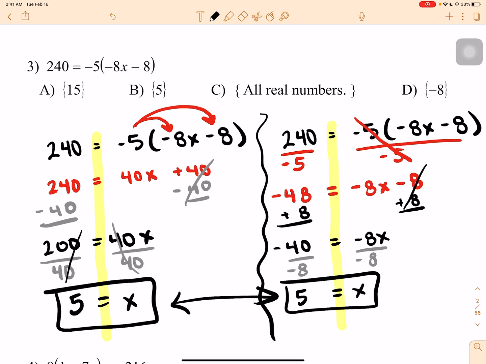So you could check your answer just like we did before, but I trust that this is my answer. I solved it 2 different ways and I got the same thing. So number 3 is B.